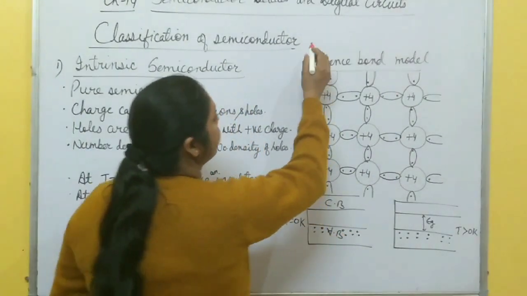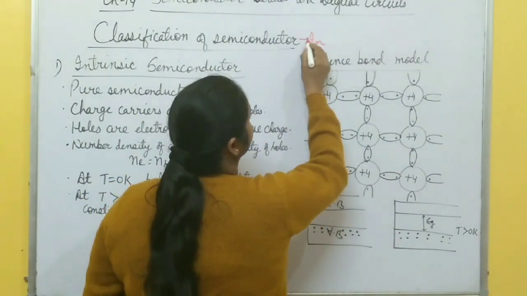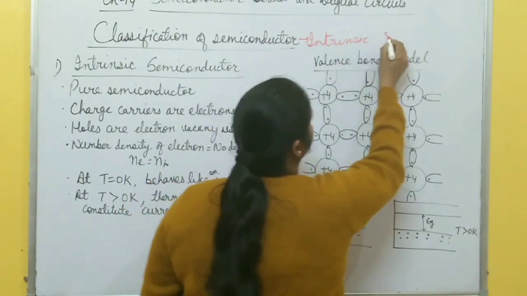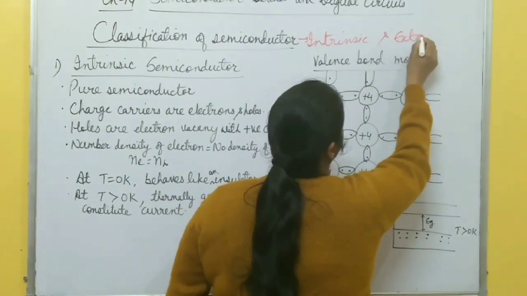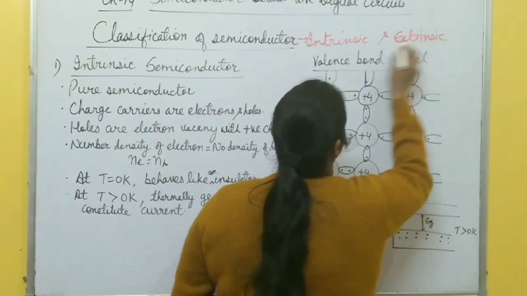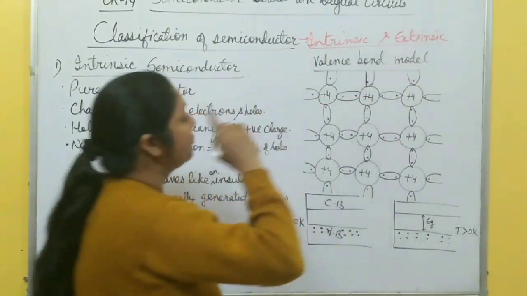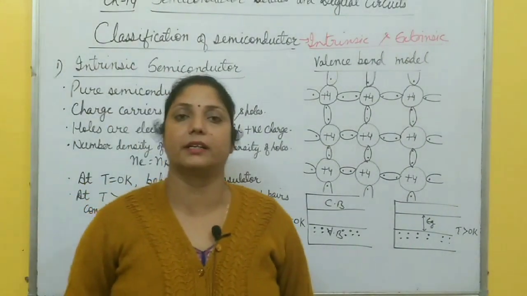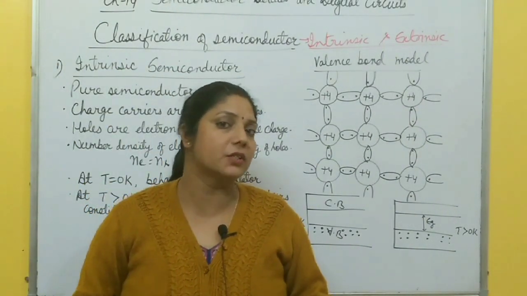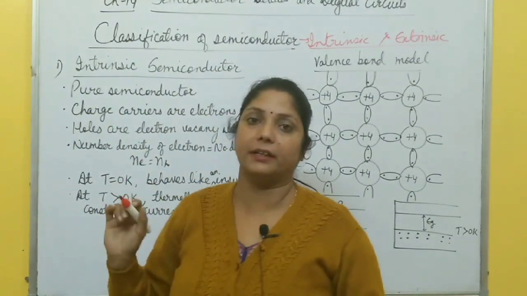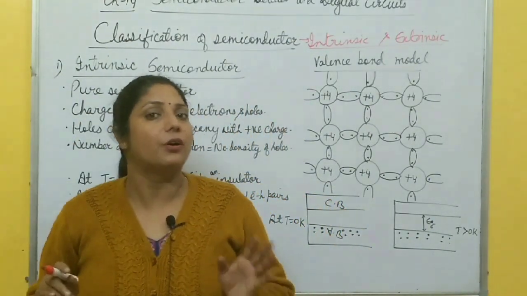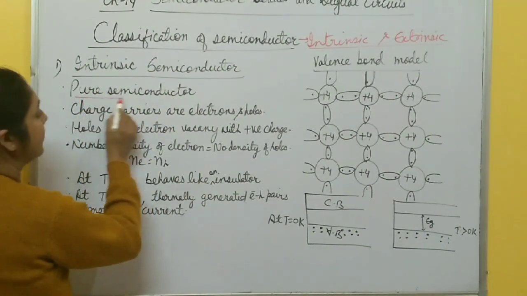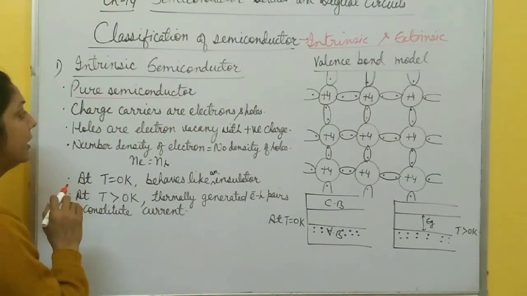This elemental semiconductor is of 2 types: one is intrinsic and another one is extrinsic semiconductor. We will discuss them one by one. First is intrinsic semiconductor. What is this intrinsic semiconductor? A semiconductor in pure form is called an intrinsic semiconductor. Those semiconductors which are found in nature, which are exactly pure. So pure semiconductors are called intrinsic semiconductors.